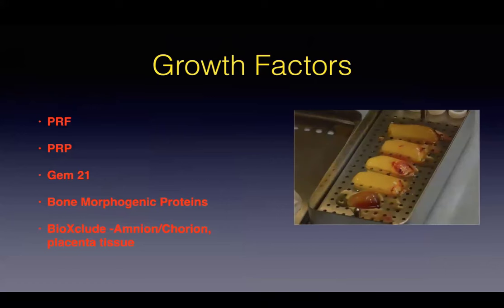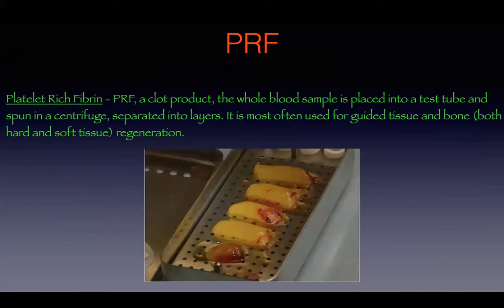And we've got growth factors. We're going to be discussing briefly PRF, just to make you aware of all the other ones that are out there. Again, if we have time, I will go back to discuss the other ones in detail. So PRF, it's a clot product with a whole blood sample that's placed in a test tube and spun in a centrifuge. This is a great service to offer your patients. It can be used as a membrane, a plug, bone grafting, soft tissue grafting, and even root coverage.